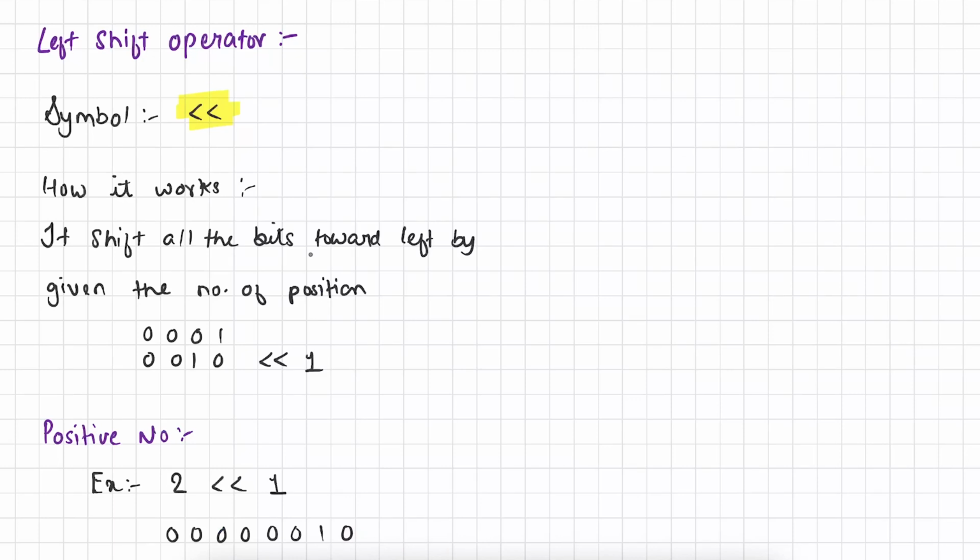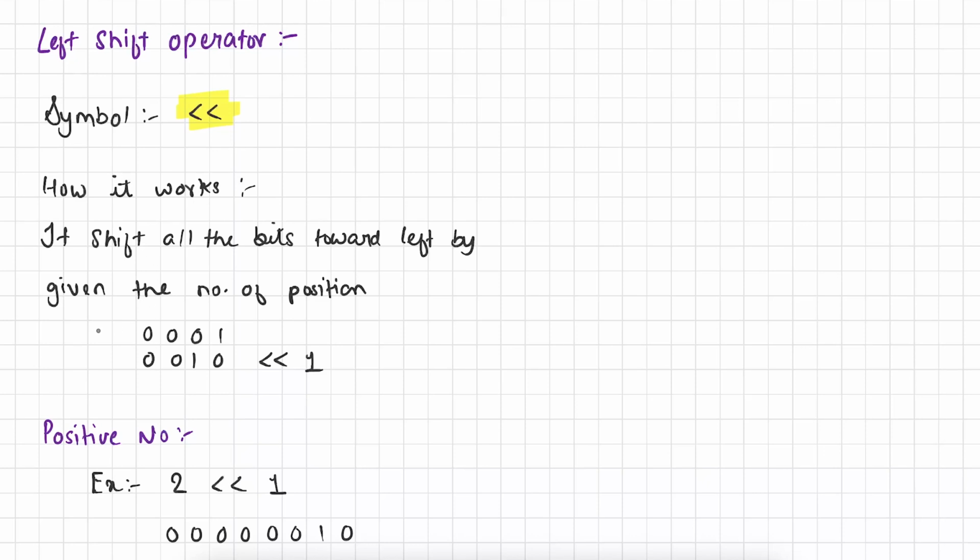So let's get started. Let's talk about the first bitwise operator, that is the left shift operator. How do we represent the left shift operator? Two arrows pointing to the left side are used to represent it. Now see how it works.